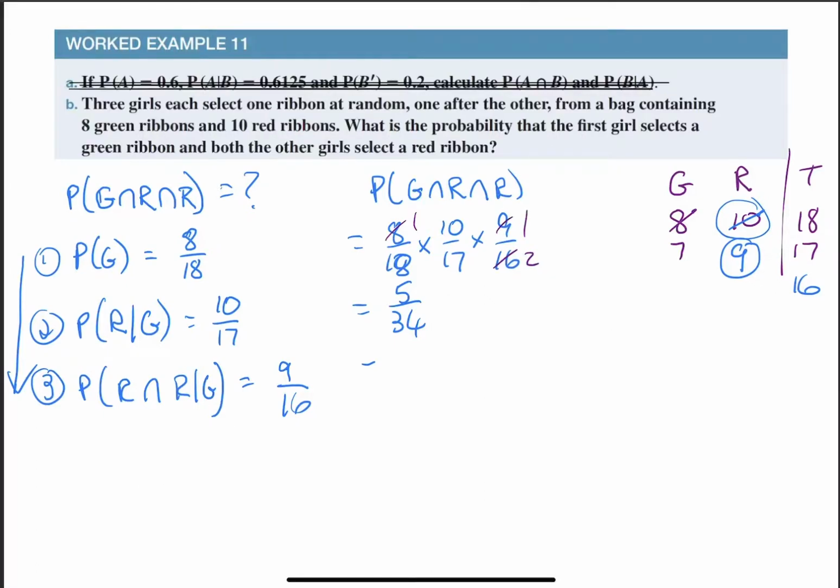9 goes into itself once, in 18 twice. 2 goes into itself once, in 10 five times. 1 times 5 times 1 is 5. 1 times 17 times 2 is 34. So that is how we got that. That stays 5 in 34. Oh, sorry, if you have a calculator, it's probably easier to say it is 0.147 or 14.7%.